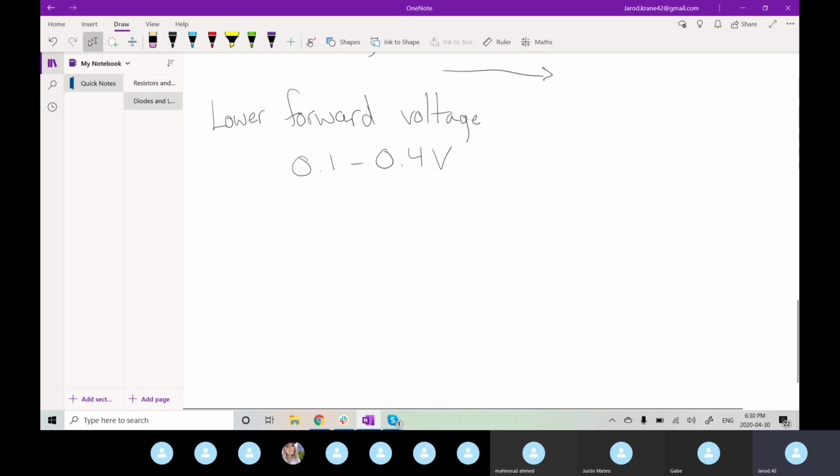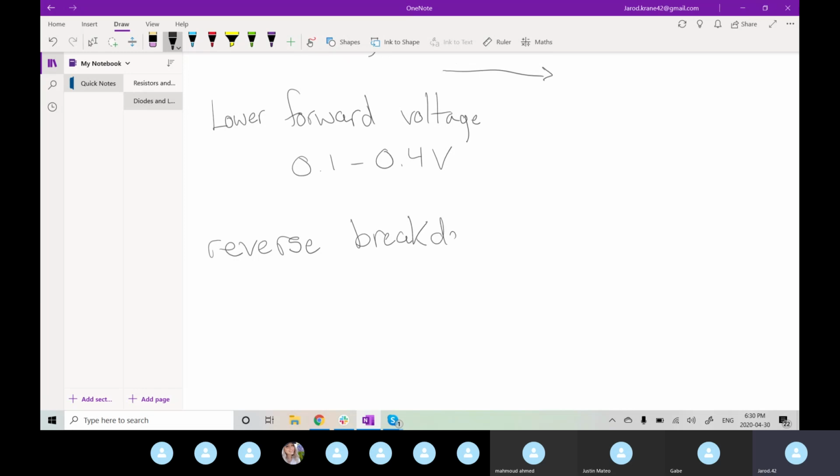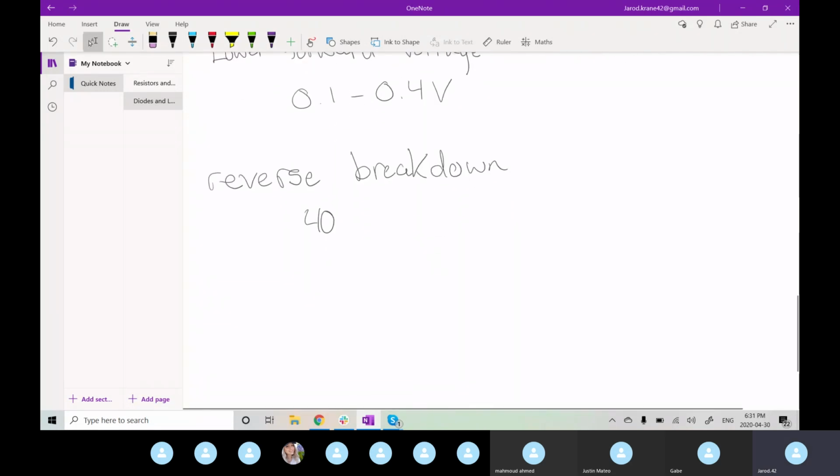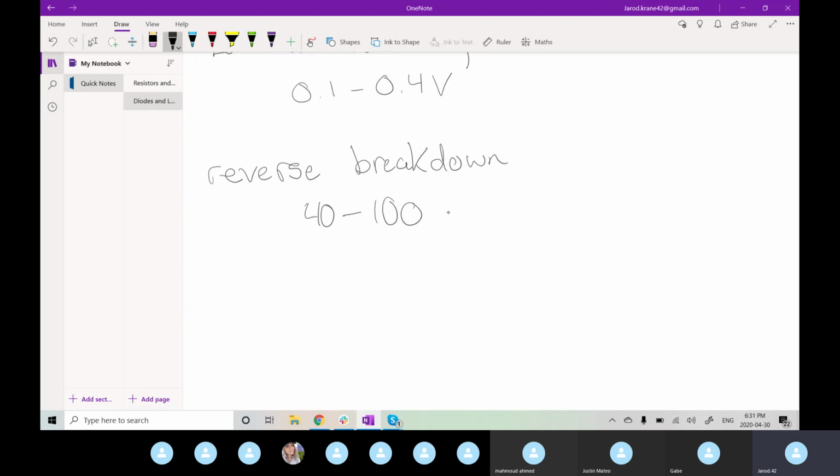Its main spec compared to the general is the lower forward voltage, but they also have a much lower reverse breakdown voltage. Your reverse breakdown voltage is going to be in terms of like 40 to 100 volts, whereas the general was able to withstand a couple hundred to 1,000 volts.